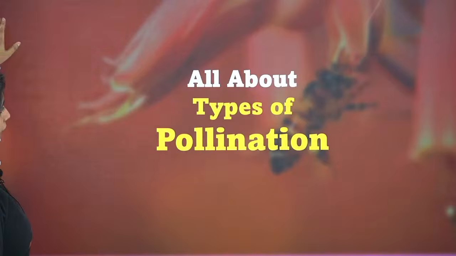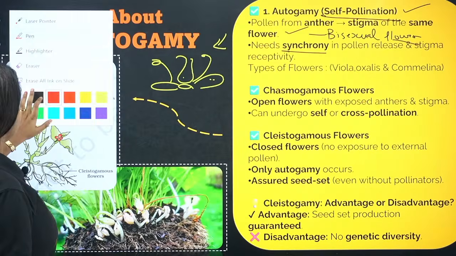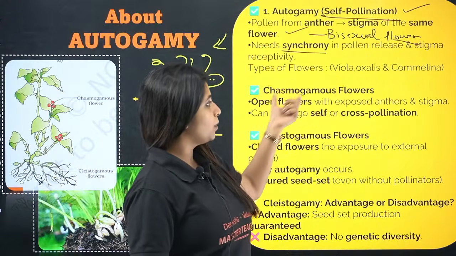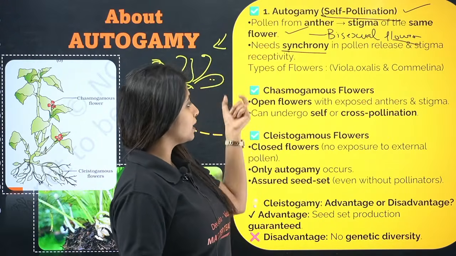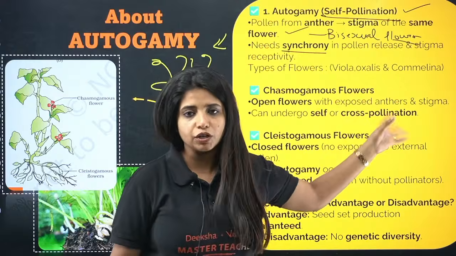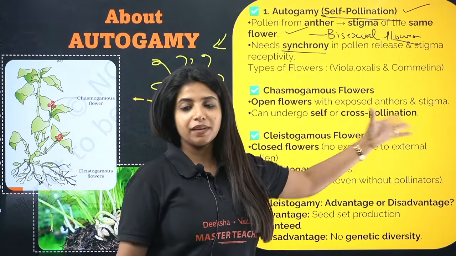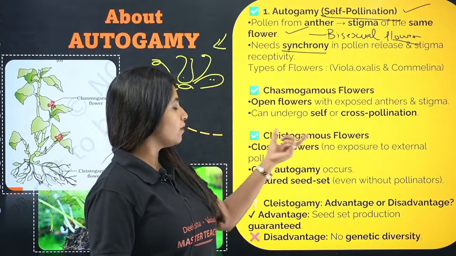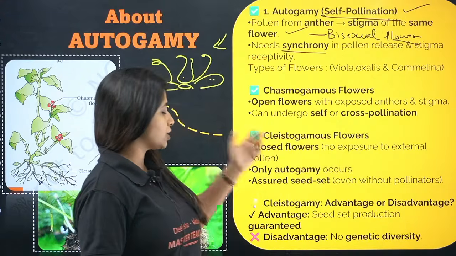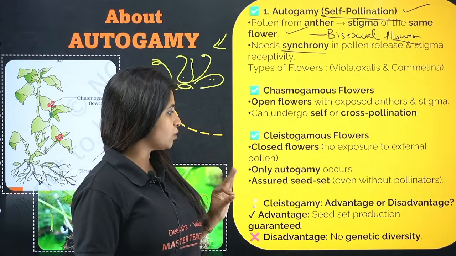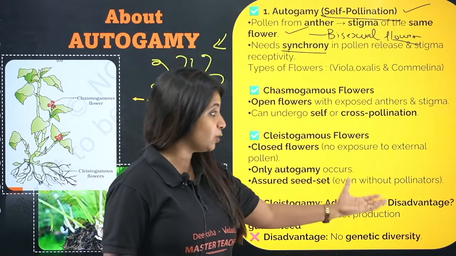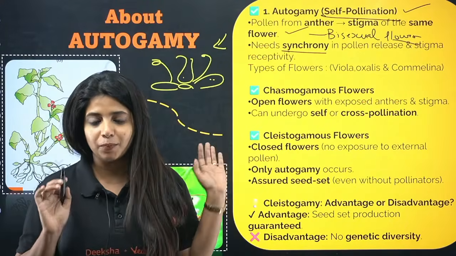Anyways, so this is the story that we have about them. And now we go back to this particular thing. Chasmogamous flowers are open flowers with exposed anthers and stigma, and can undergo self or cross-pollination. We just discussed it. That means it can undergo autogamy or geitonogamy and xenogamy as well. Clistogamous flowers are closed flowers, with no exposure to external pollen. Only autogamy is going to occur. Seed set is going to be there even without any pollinators.